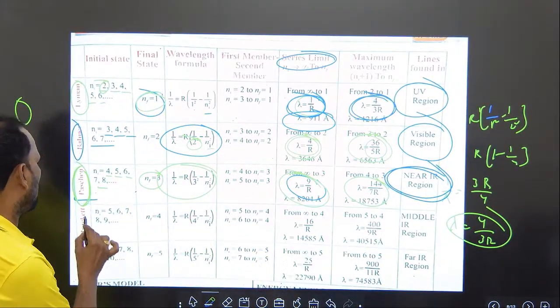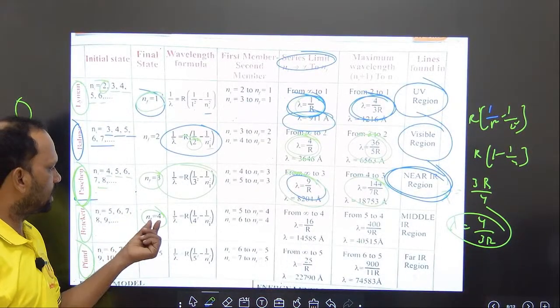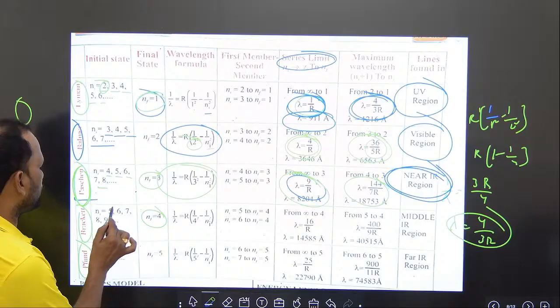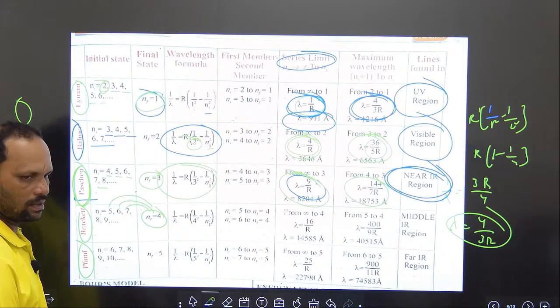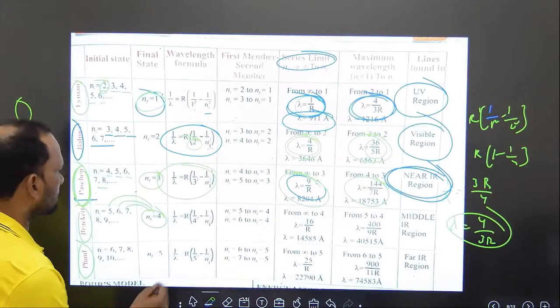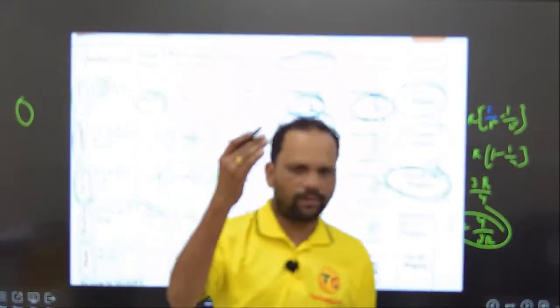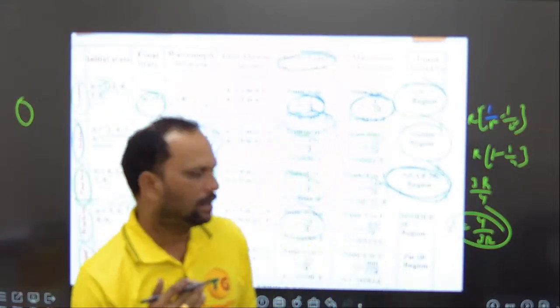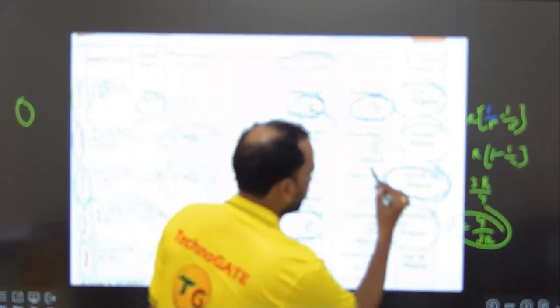Like this, Brackett and Pfund. For Brackett, the ground state is n is equal to 4. The first line is from n is equal to 5, the second line is from 6, then 7. Then the limiting value, the series limit, is from infinity. Substituting here, we get 16 by R, 4 square by R. So here also the shortest wavelength is 16 by R. It is in the middle infrared region.